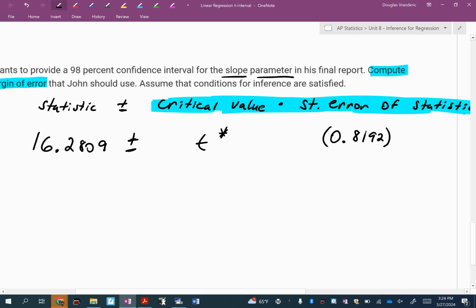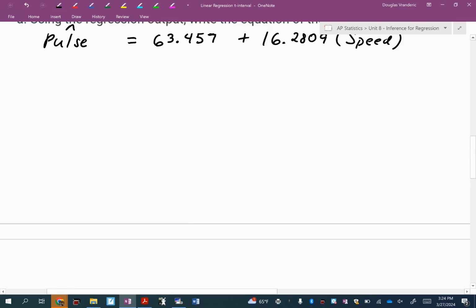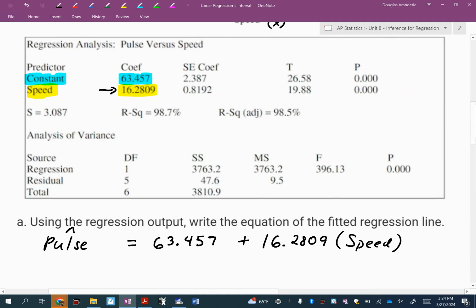Careful. How many data points did John plot? 7. Didn't he plot 7? It said 7, right? And then that means it's 5. You subtract 2 from that. It's right here in the output. Oh, wait, I thought it was 6. It's degrees of freedom. Let's see how we're doing for the residual.